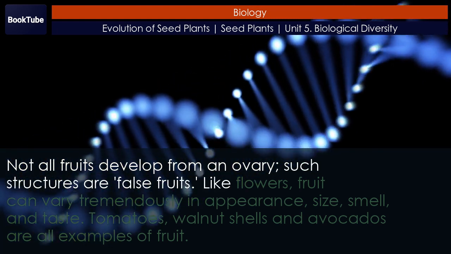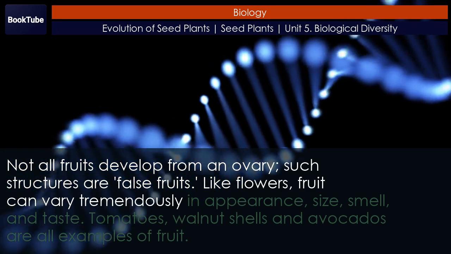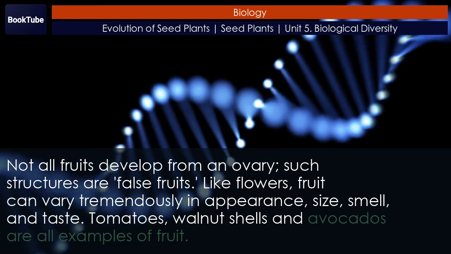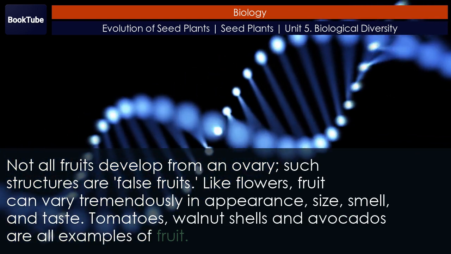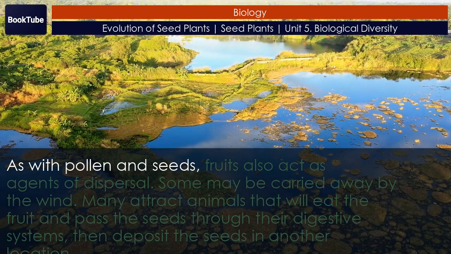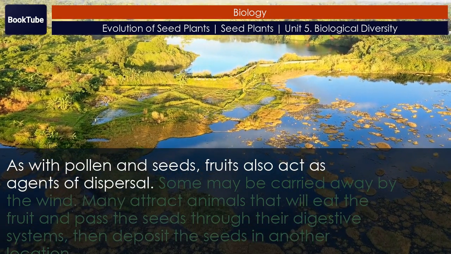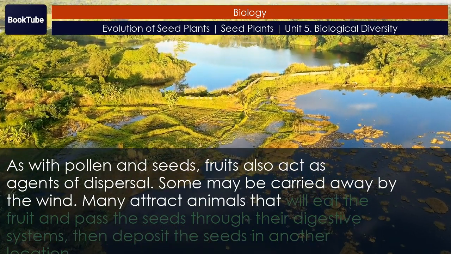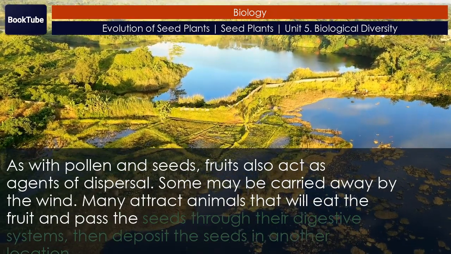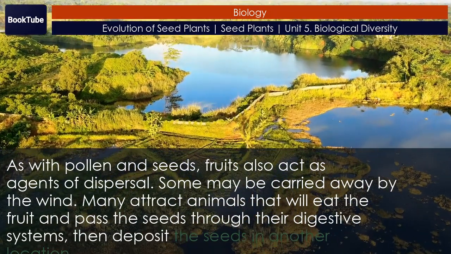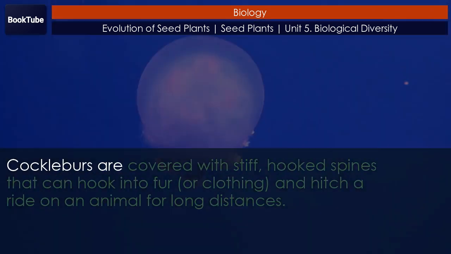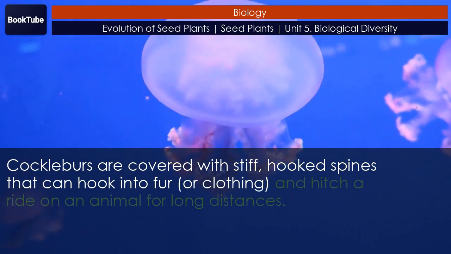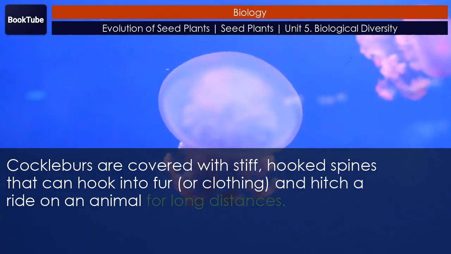Like flowers, fruit can vary tremendously in appearance, size, smell, and taste. Tomatoes, walnut shells, and avocados are all examples of fruit. As with pollen and seeds, fruits also act as agents of dispersal. Some may be carried away by the wind. Many attract animals that will eat the fruit and pass the seeds through their digestive systems, then deposit the seeds in another location. Cockleburrs are covered with stiff, hooked spines that can hook into fur or clothing and hitch a ride on an animal for long distances.